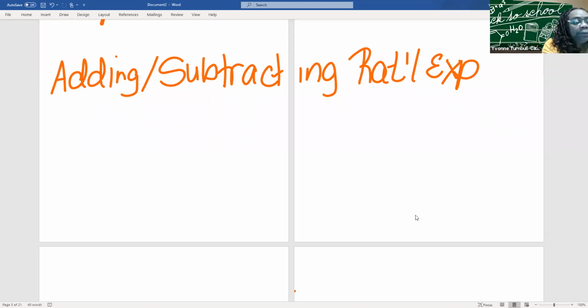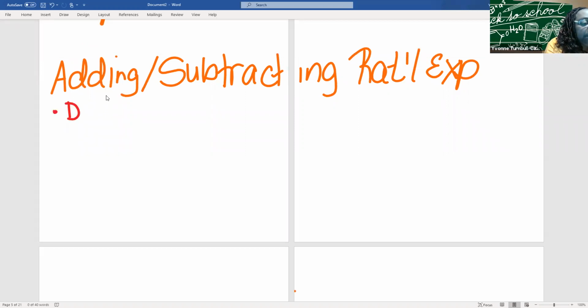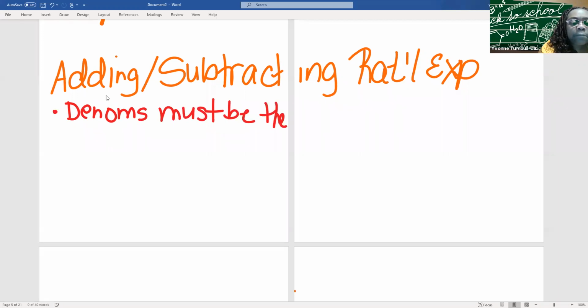So let's make some notation here, shall we? Let me get a different color. Things to remember: denominators must be the same. Only combine numerators.